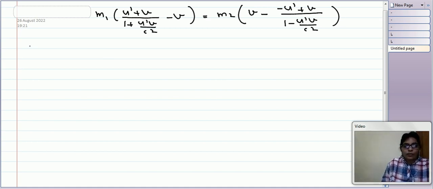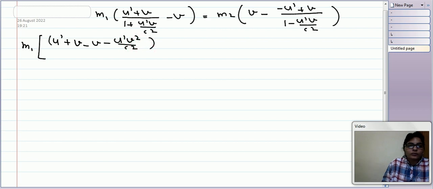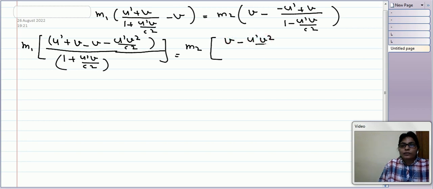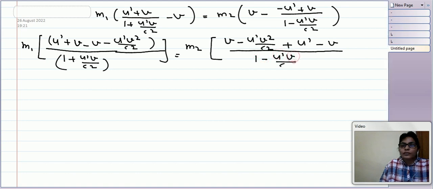We will do some mathematical manipulation here. So m1, and then taking the LCM on both sides: u dash plus v minus v minus u dash v square by c square, and this whole divided by 1 plus u dash v by c square, is equal to m2 times, within brackets, v minus u dash v square by c square minus plus u dash minus v, and this divided by 1 minus u dash v by c square.